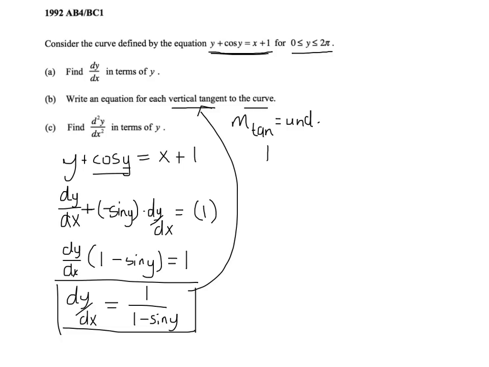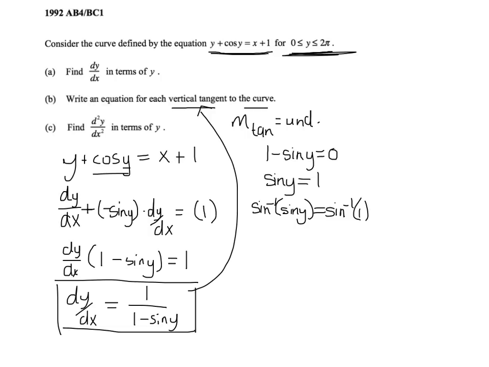So I'm going to set 1 minus sine y equal to 0. Now, remember they said this was from 0 to 2 pi, so we only have solutions from 0 to 2 pi. Actually, I'm going to add sine y to both sides, so sine y equals 1, and I just flip-flopped the sides. Now I'm going to take the inverse sine of both sides. Remember, inverse sine cancels the sine. I'm left with y equals inverse sine of 1.